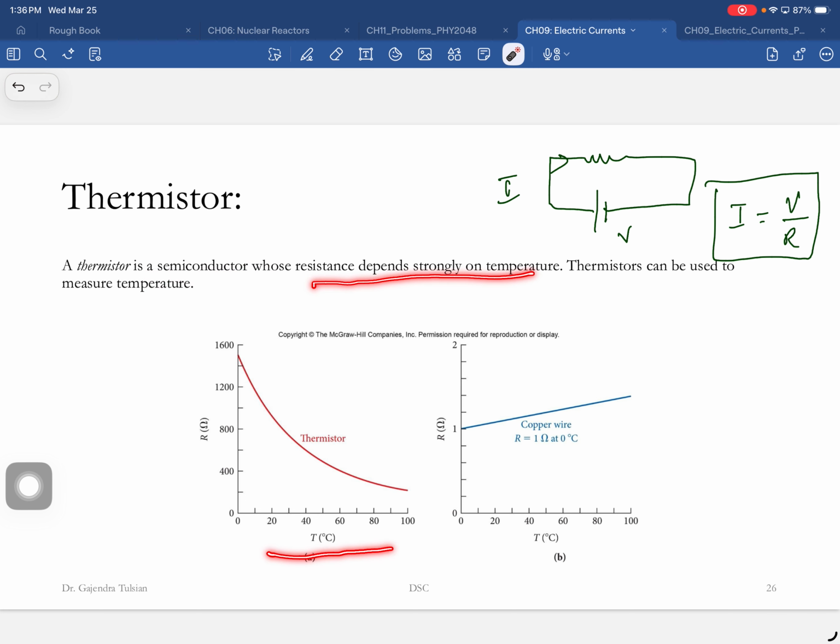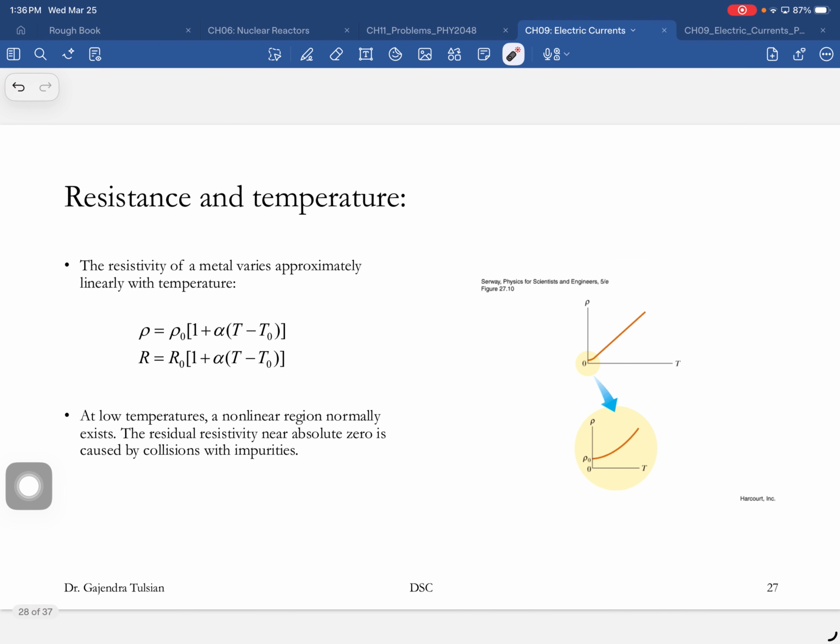So as you're increasing temperature, what is happening is you're increasing carrier density. And as the carrier density increases, the resistance falls. Okay, so that's what's happening. So thermistors can be used to measure temperature. Yeah. So for most conductors, for copper wires and stuff like that, you see this as temperature increases, resistivity increases, resistance increases. Why do you think resistance increases in a copper wire when you increase temperature?